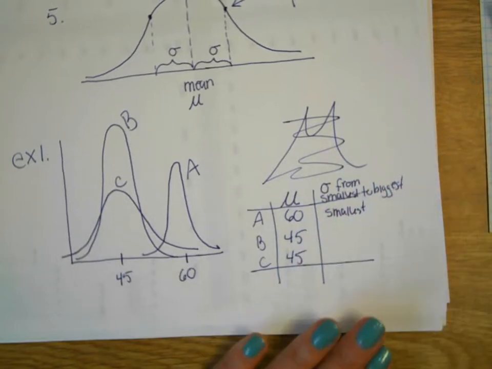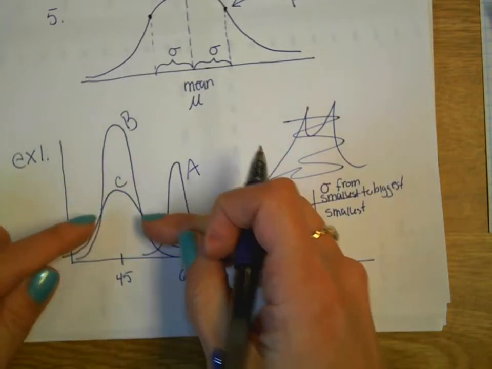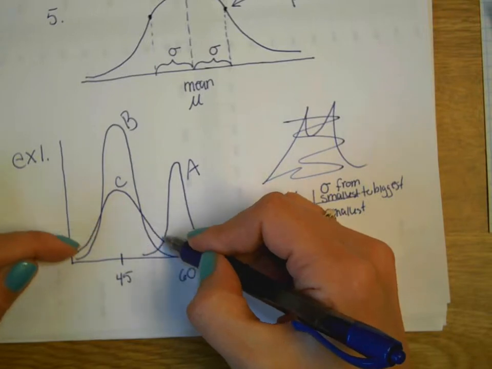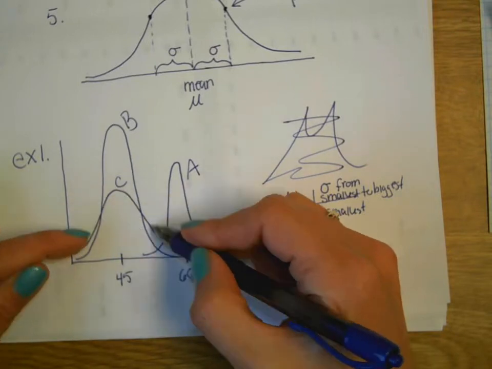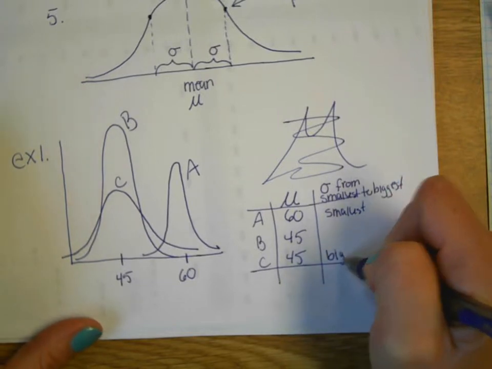Which one has the biggest standard deviation? I would say C, because C is spread out more. See how wide it gets here? See how fat the graph is getting here? C is the widest. So C would have the biggest standard deviation.